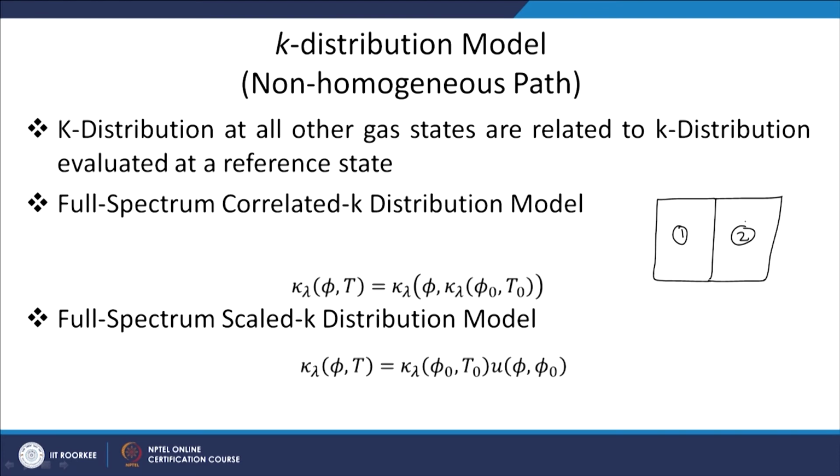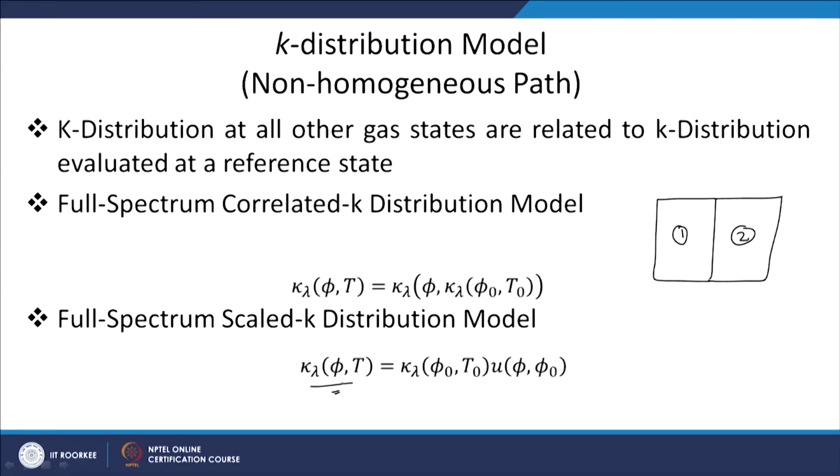All the methods that we have discussed so far suffer in the treatment of non-homogeneous paths. There is no direct way of dealing with them. Whenever there is a variation in gas concentration or temperature, the methods have no exact way of dealing with this. So in K distribution there are two ways.